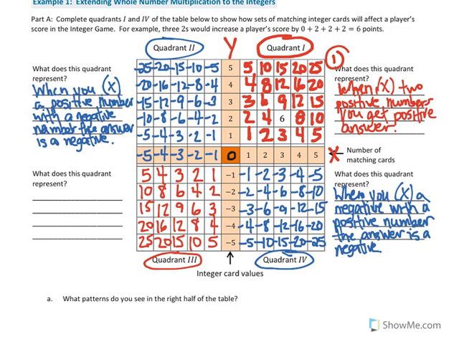Alright, so if we go and answer our question, what does this quadrant represent? We could say, when you multiply two negative numbers, you get a positive. Okay? You get a positive answer.